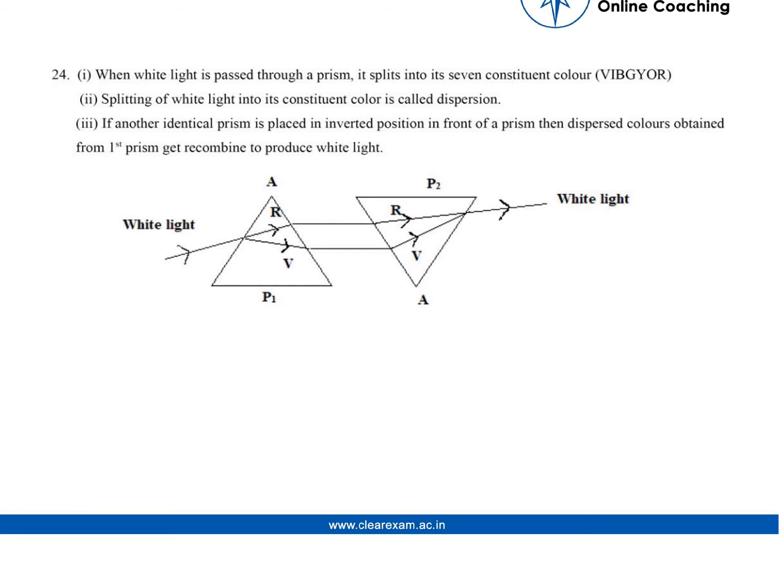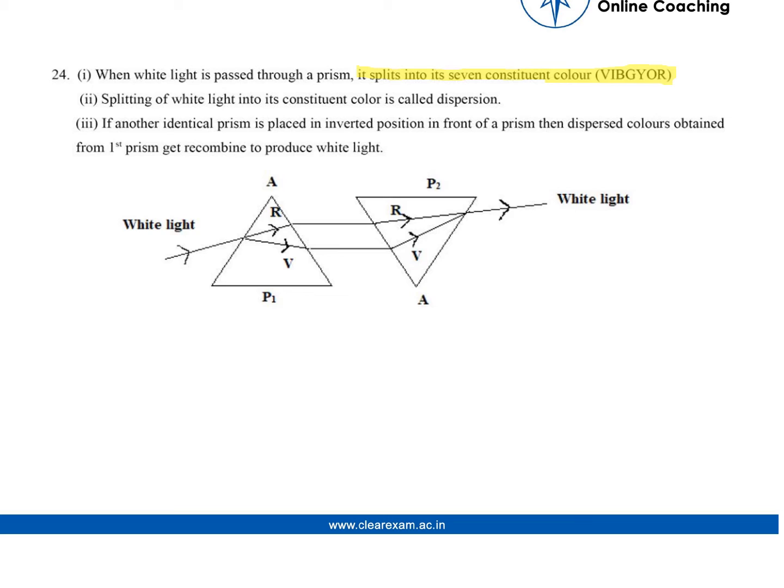When white light is passed through a prism, it splits into 7 constituent colors. Now, in order to ensure that white light comes out of the second prism, we need to ensure that these 7 colors again converge and combine together so that we again obtain the white light. So splitting of white light into constituent colors is called dispersion.